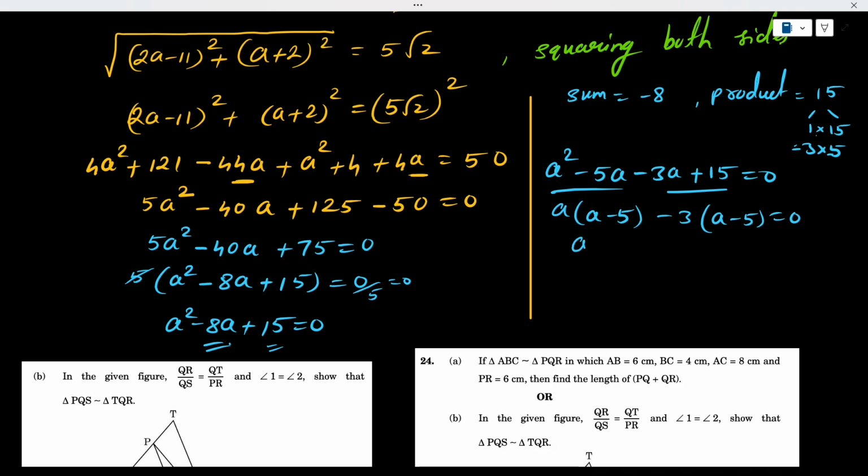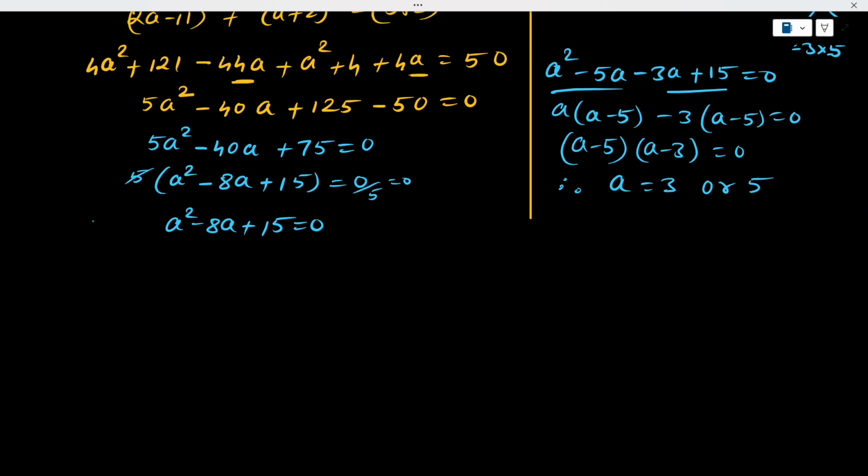So what is the factorized form? a minus 5 times a minus 3 is 0. So therefore, what are the two solutions? a equals 3 or 5. Therefore, what are going to be the values of a here? You can write down 5 or 3, or 3 or 5. So here this question ends.